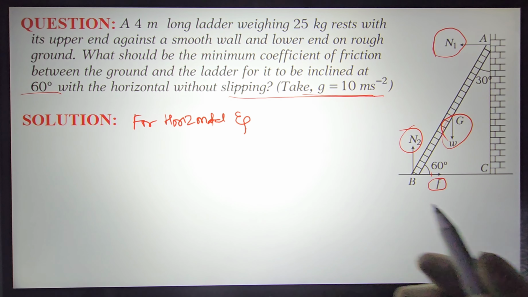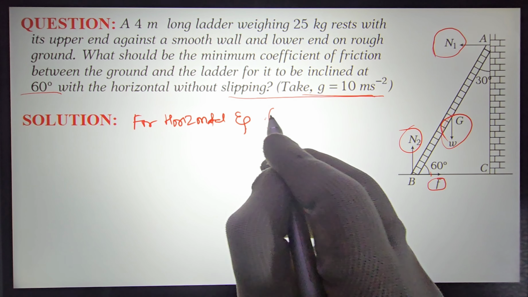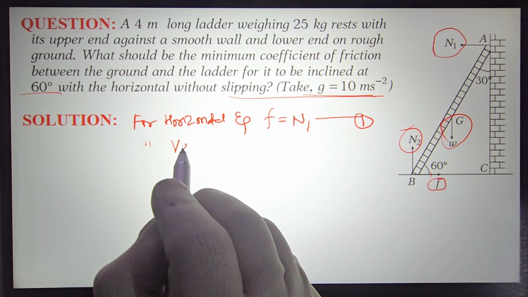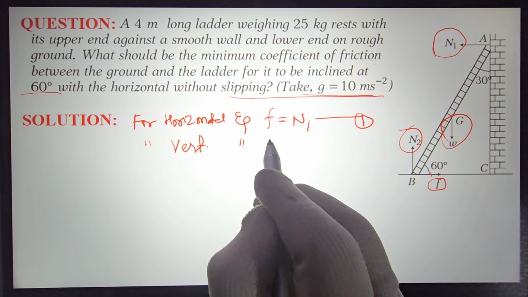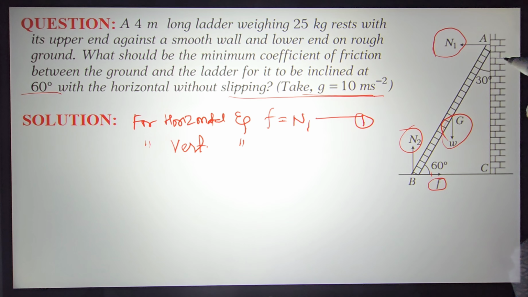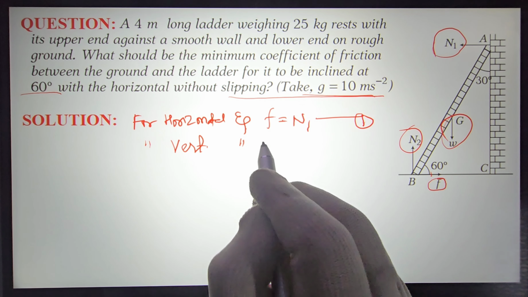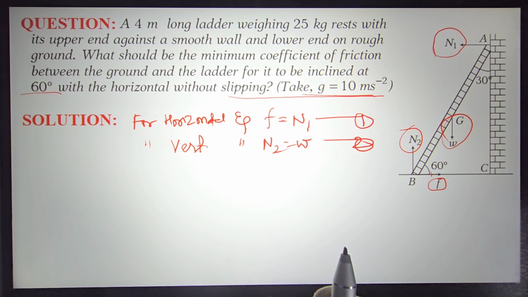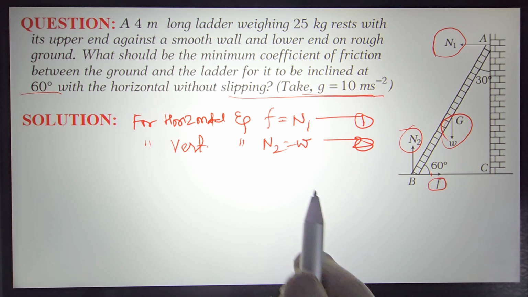What is the equation for horizontal equilibrium? I'm getting the equation F is equal to N1, right, simple equation. And for vertical equilibrium, what is the equation? The equation would be N2 is equal to W, right? So these are two important equations which govern the solution. Now taking moments about B, we get for equilibrium.